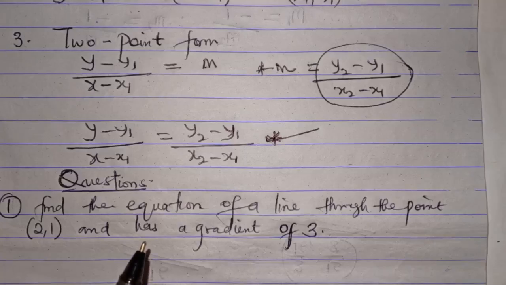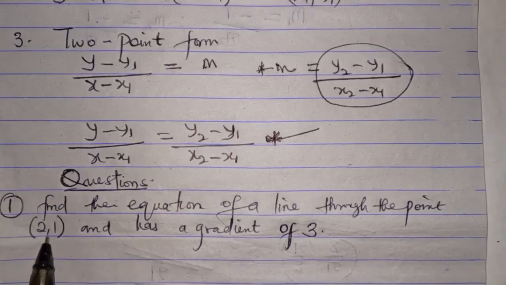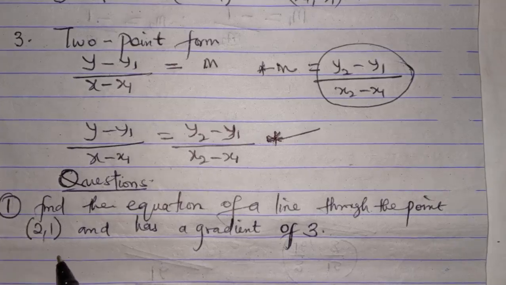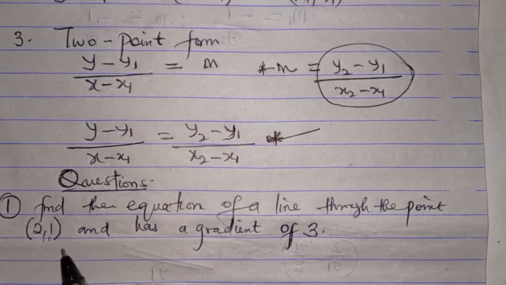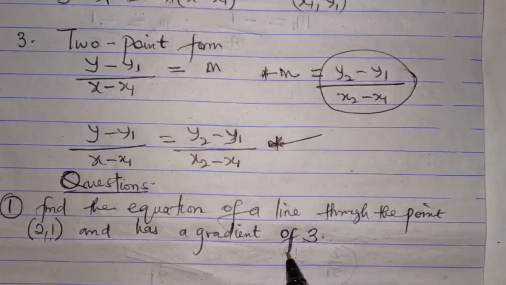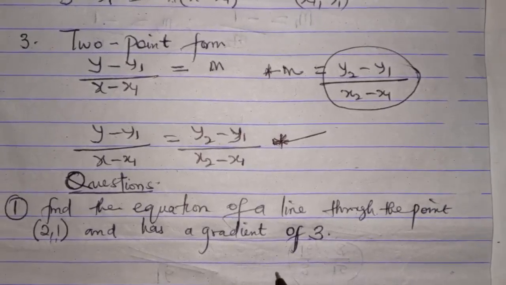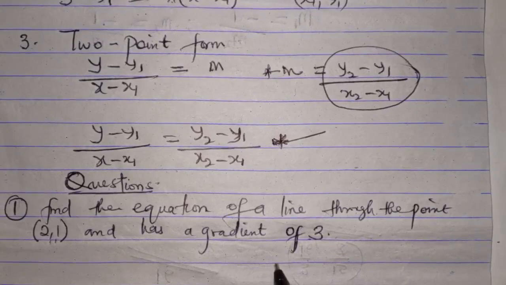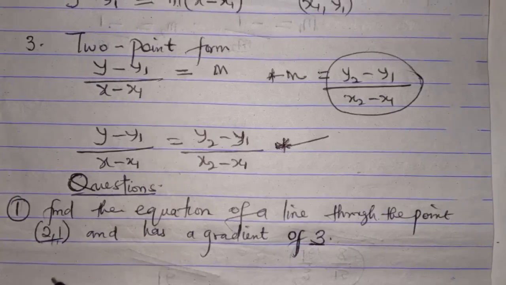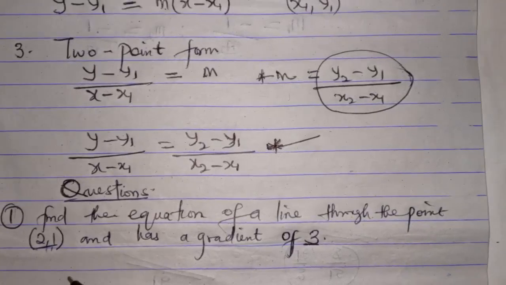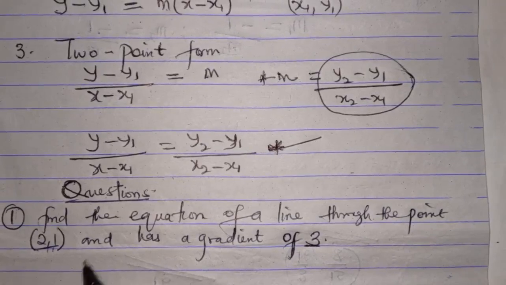Now see the first question we're going to solve. We have to find the equation of a line through the point, this, and has a gradient of 3. I want to find the equation of a line that passes through this point and the gradient of the line is 3. Which of these equations above will help me to do this? I can see that there is gradient and there is 1 point. The 1 point and gradient form will help me do this.